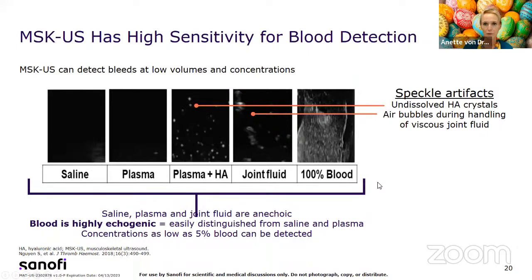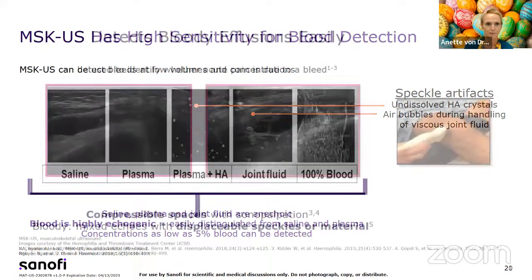MSKUS has high sensitivity for blood detection, and that's shown in this research study here. Think about a syringe. A syringe was filled with saline, plasma, joint fluid, or here 100% blood. And you can see that saline, plasma, and joint fluid are really anechoic, black. These are some artifact speckles of non-resolved hyaluronic acid, and these are some air bubbles while handling the joint fluid, but this here is 100% blood. And blood, therefore, again, is highly echogenic and can be easily distinguished from saline or plasma. Moreover, concentrations as low as 5% of blood in the joint fluid can be detected with ultrasound.